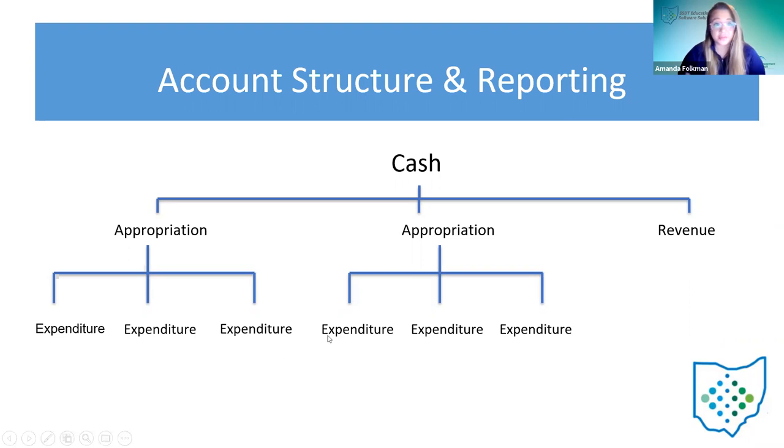So I guess just the thought that sometimes there's an easier way to pull information. Instead of having a total of all of these, that's going to be the straight figure for this appropriation, or the total of all of these will be the same total as the cash account.